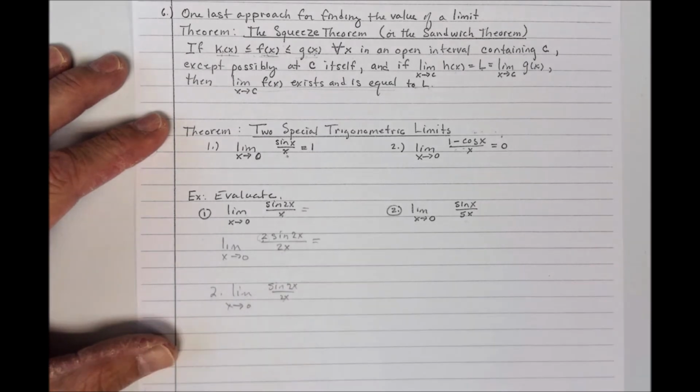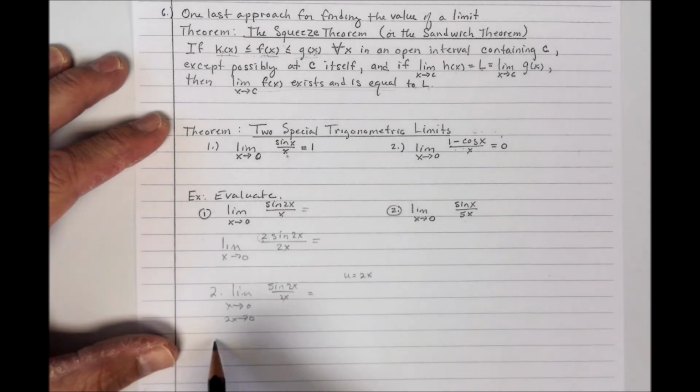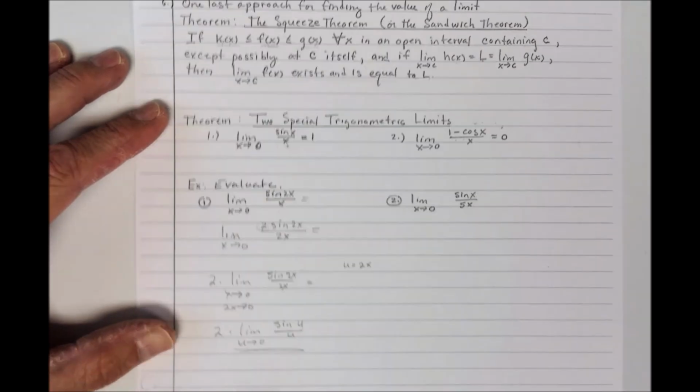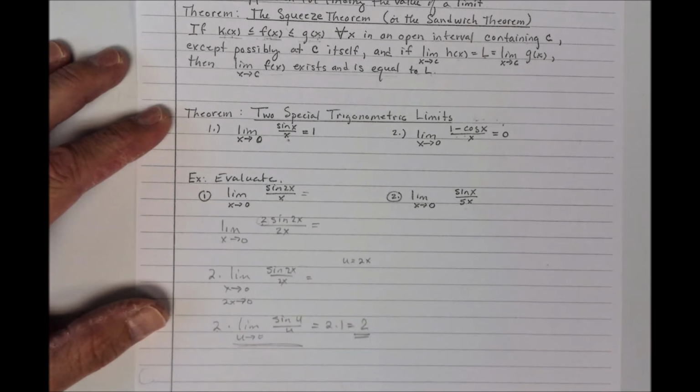Now, as x goes to 0, would you agree 2x is going to go to 0? And if I let u equal 2x, then what I have is 2 times the limit as u goes to 0 of the sine of u over u. And all of this is equal to 1. So I have 2 times 1, which is 2. All right, kind of sneaky.